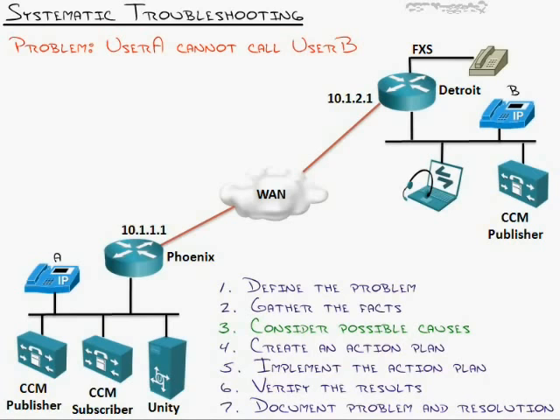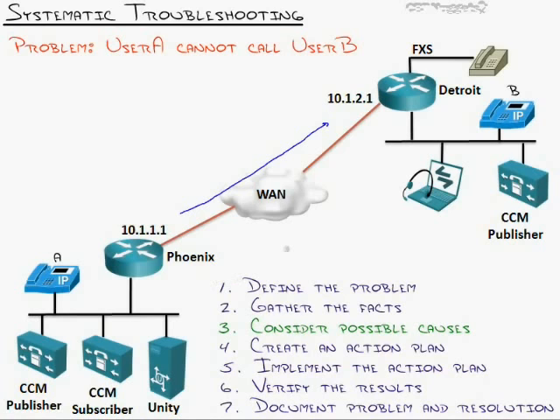So the possible causes, let's see. We've quizzed our users. They've said, yeah, it worked fine until this last week, and every time I call user B, I get a busy signal. So you think, okay, well, has Phoenix lost connection to Detroit? And while you're doing this, you can do some simple tests to eliminate some of the possible causes. For example, ping from the Phoenix router to Detroit.